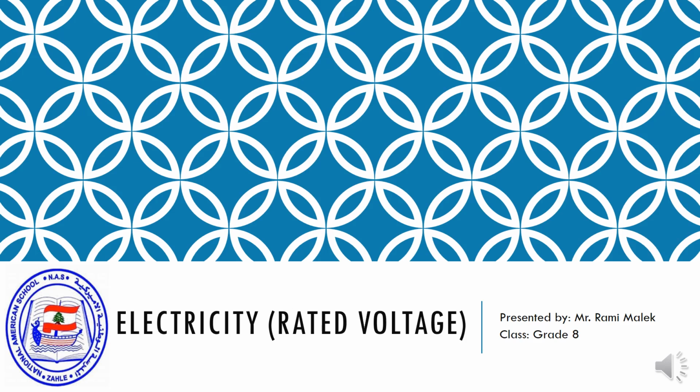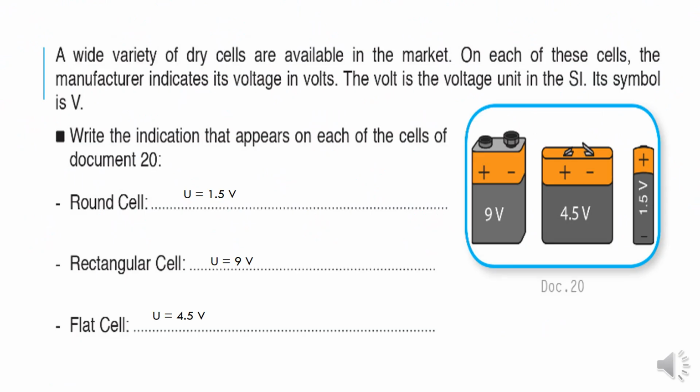In this video, we'll continue with our lesson, electricity. We will explain the rated voltage, so let's start. A wide variety of dry cells are available in the market. On each of these cells, the manufacturer indicates its voltage in volts. So the SI unit of voltage is volts. We already agreed on it in the previous video.